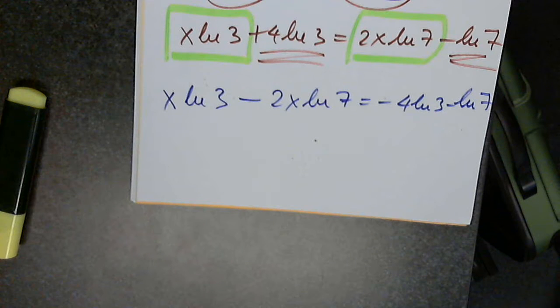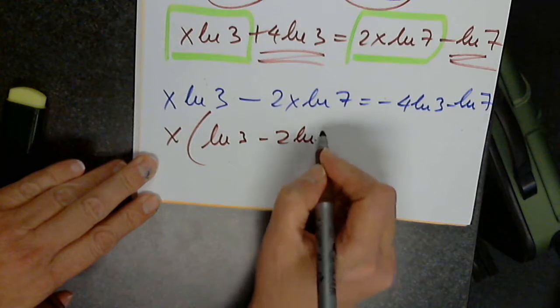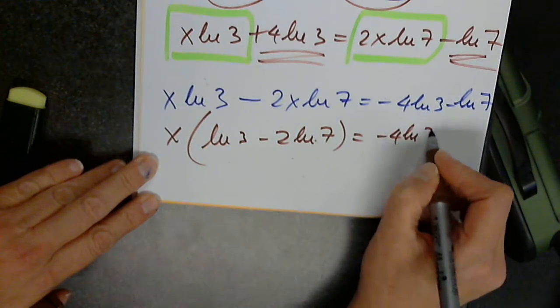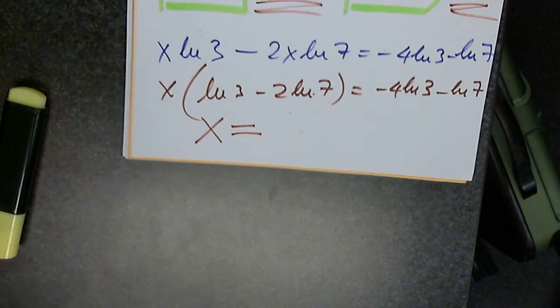Now what do I do next? I'm ready. I should combine; division is always the very last step. Factor out x, indeed. x times (natural log 3 minus 2 natural log 7) equals negative 4 natural log 3 minus natural log 7. Finally, I have x. After all this work, all these steps, I have x.